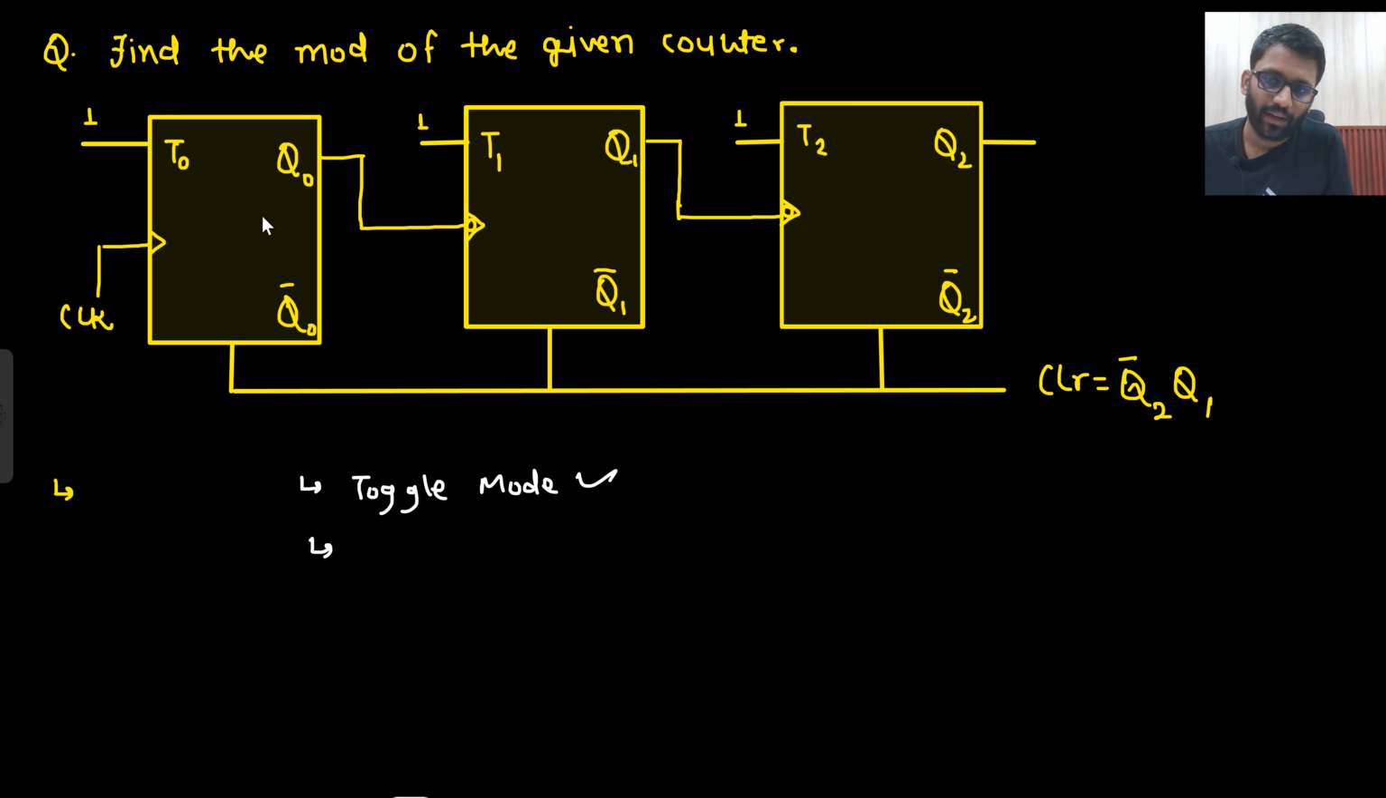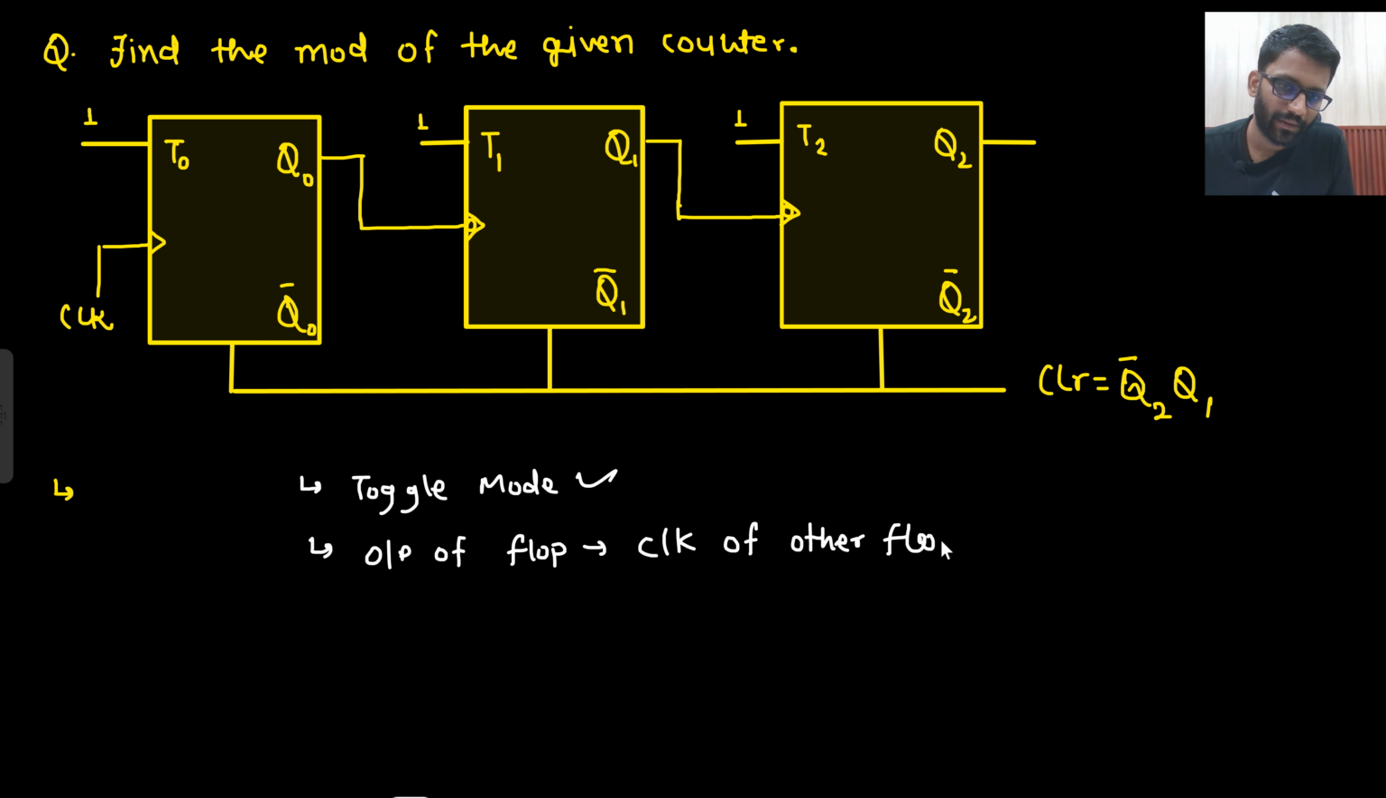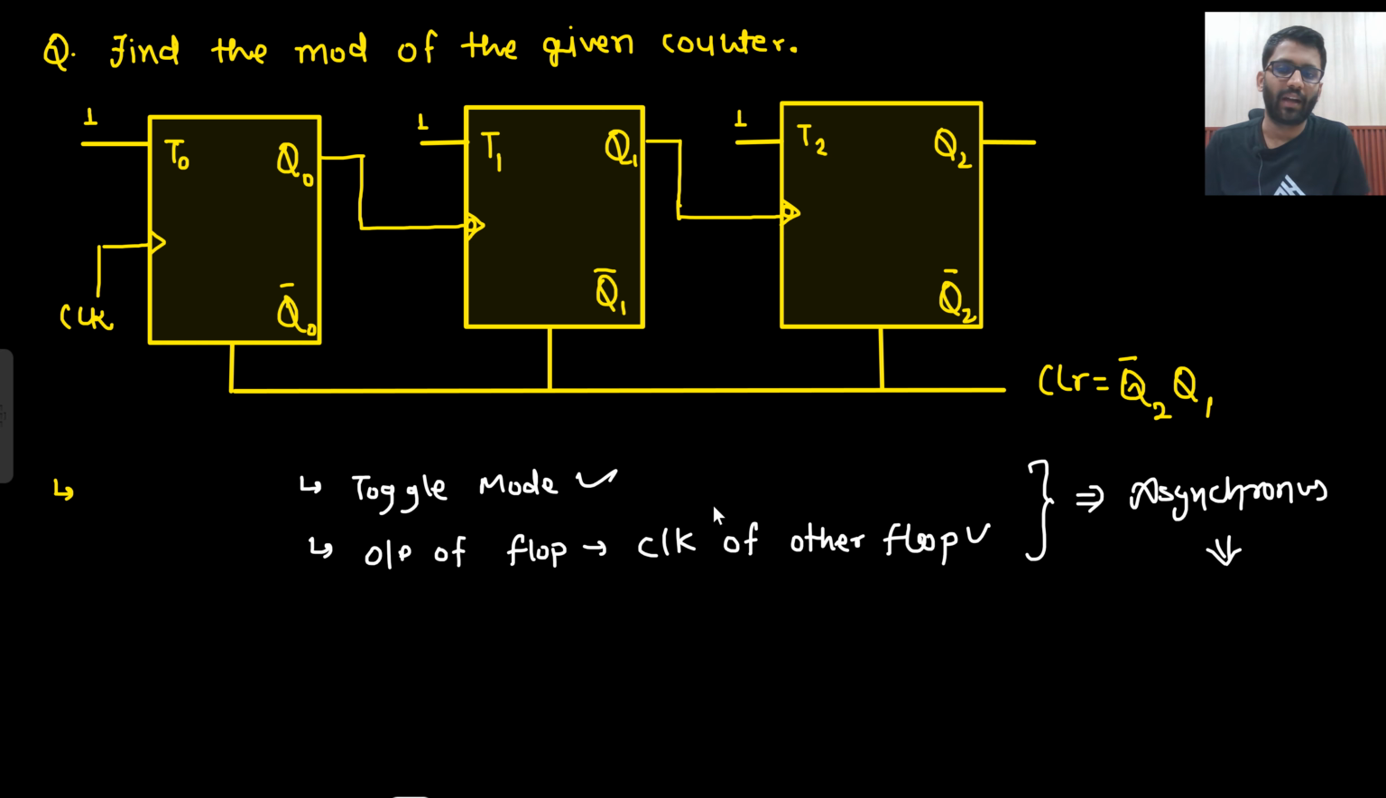Secondly, the output of one flip-flop is the clock of the other flip-flop, right? So what do you get by that? This is asynchronous, or you can say it is ripple. If it is asynchronous, then what do you see here? Up counter or down counter? So plus minus up counter. This is your up counter.